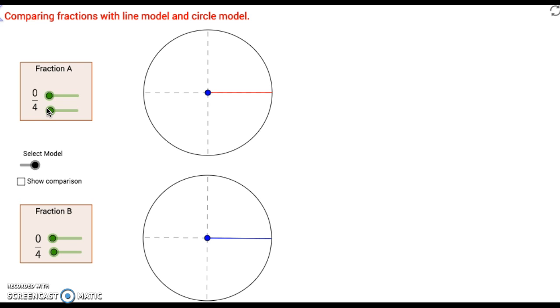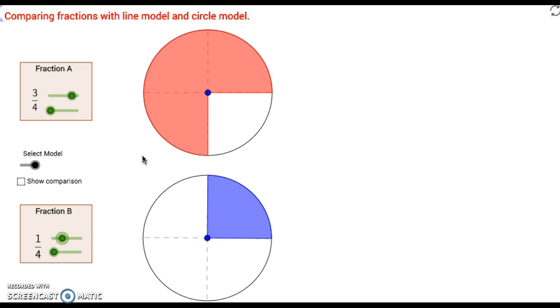Proper fractions have two parts, a numerator and a denominator. For a proper fraction to be true, a numerator, which is the number on top, must be smaller than the denominator, which is the number on the bottom. Now that we've gone over the parts of a fraction and what a fraction is, let's start comparing.